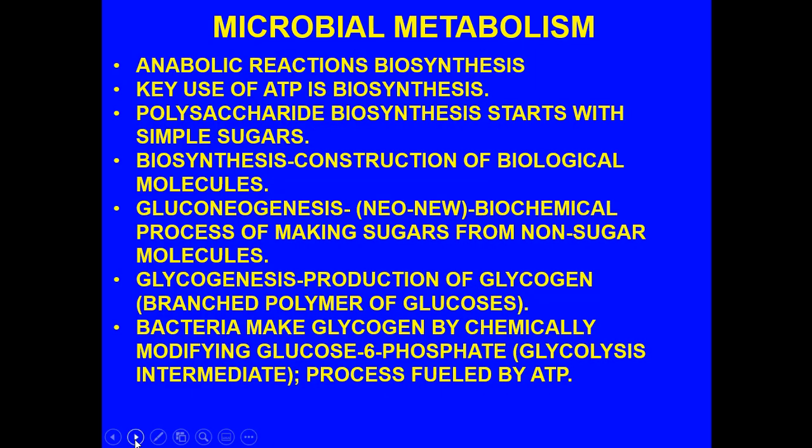Now, we have anabolic reactions. I mentioned that earlier, but let's go through it now for anabolic reactions, biosynthesis. When we talk about biosynthesis, you want to know that the key use of ATP is in many cases biosynthesis. Polysaccharide biosynthesis starts with simple sugars. When I talk about biosynthesis, this is construction of biological molecules. Gluconeogenesis, neo means new. This is where you have the biochemical process of making sugars from non-sugar molecules.